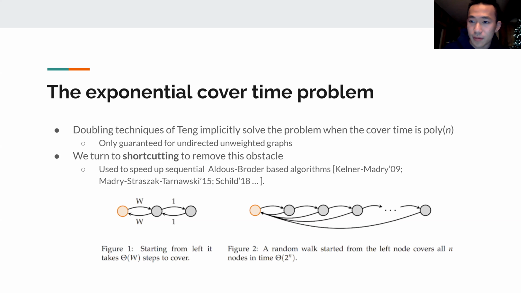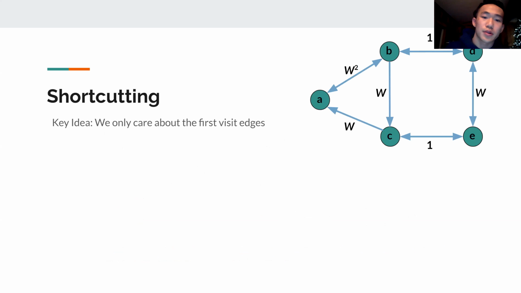And this idea is shortcutting. So what is the key idea of shortcutting? The key idea is that when we talk about Aldous-Broder's algorithm, normally we simulate this entire walk, but what we really care about is just the first edges that visit each vertex. So in other words, let's say we simulate our walk, we're starting at E and we're bouncing back and forth.